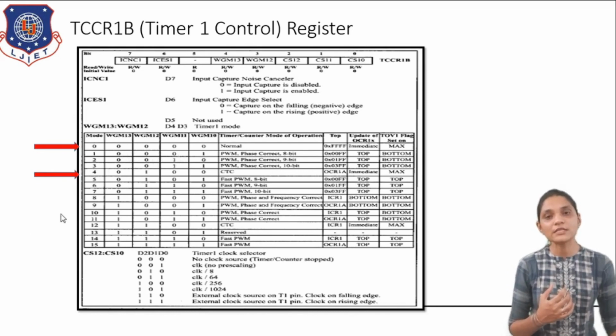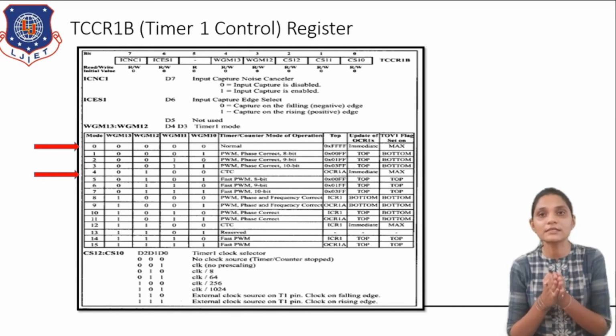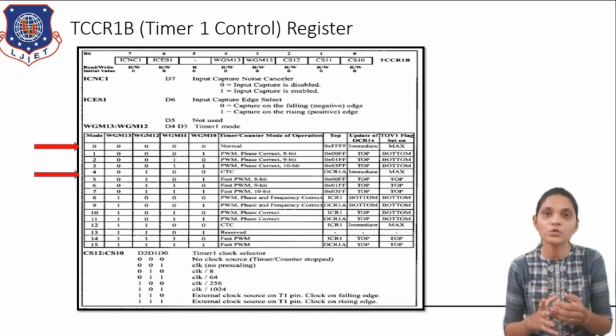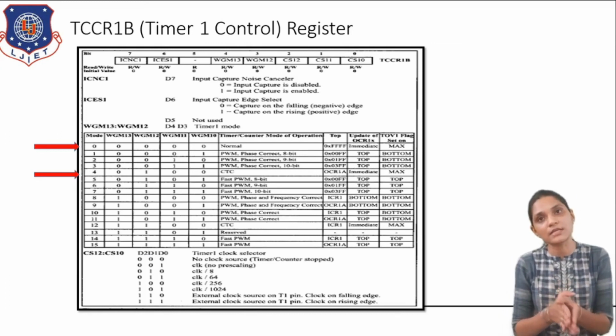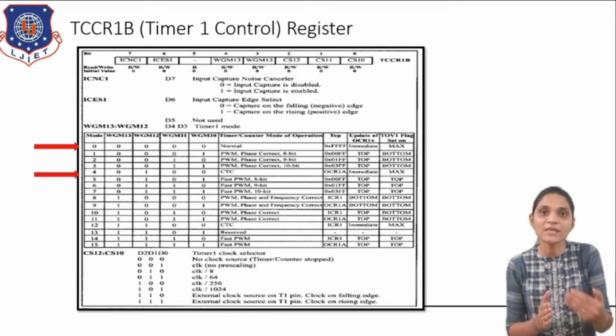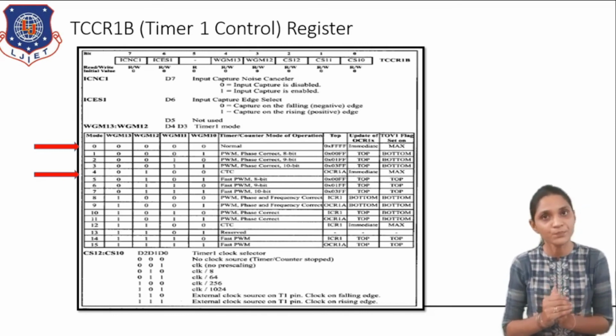Okay, so by using this selection you can generate the TCCR register values, or you can say control register values, and you can load that value inside the register and use the same technique for the programming that we have used for timer 0 and timer 2.